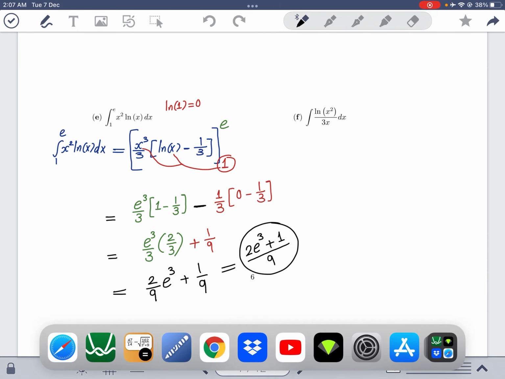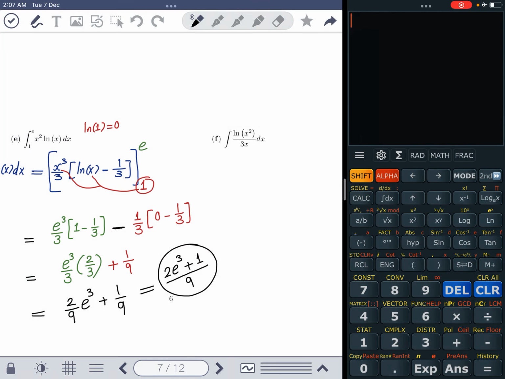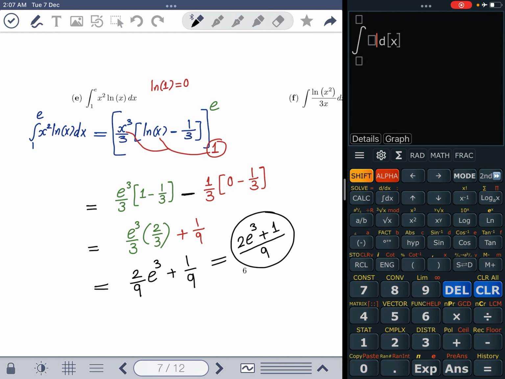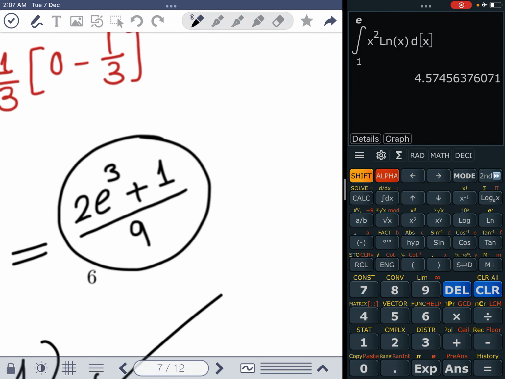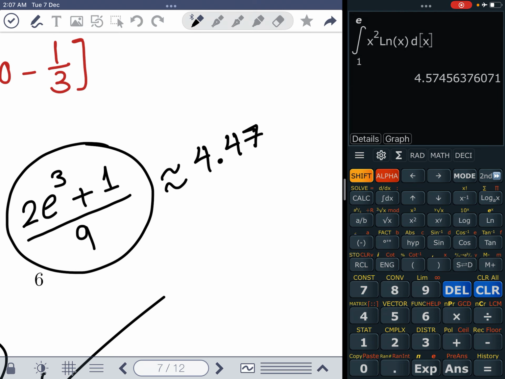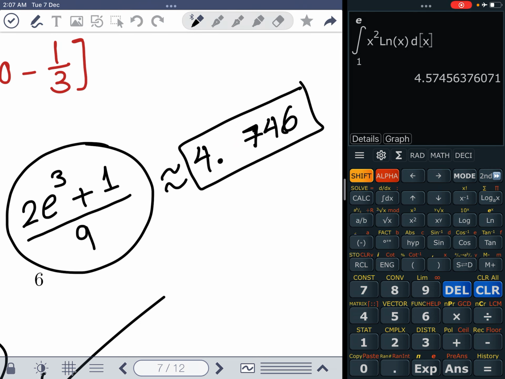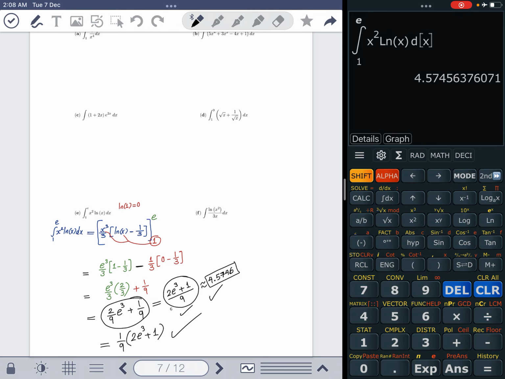Okay, and we can also check how much this is numerically. Let's see first, we will check if this integral is correct. So the integral from 1 to e of x squared ln x equals 1 over 9 times 2e cube plus 1. Yeah, so you see 1 over 9, you can take it as a common factor, and inside you'll have 2e cube plus 1. And if you want to know what it is as a decimal, approximately 4.5746 if you want it to 4 digits after the decimal. Yeah, correct.